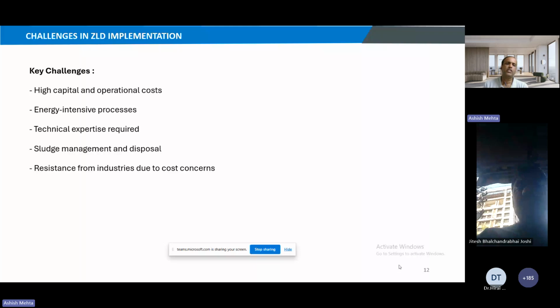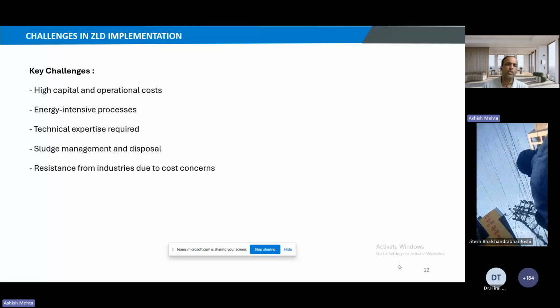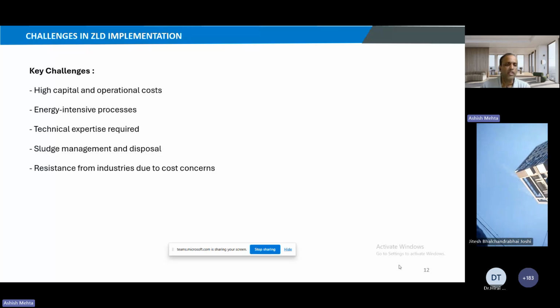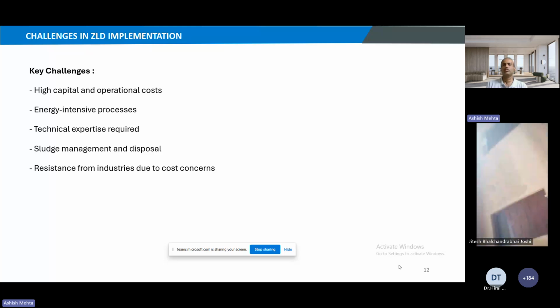Key challenges in implementation of ZLD system are high capital and operational cost. All the recycling and ZLD systems are very energy intensive processes, because here we are completely eliminating discharge of water, and whatever is generated we are converting to final solids, maybe by evaporation and treatment. So definitely these are energy intensive processes. This process has newer technology, and we need technical expertise. That is another challenge. Then there are challenges related to sludge management and disposal, and resistance from industries due to cost concerns, because ZLD and the associated processes are costlier.